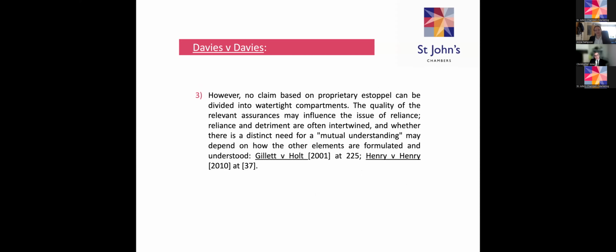Now, no claim based on proprietary estoppel, the court said, can be divided into watertight compartments. So the quality of the relevant assurances might influence the issue of reliance. Reliance and detriment are often connected, and whether there's a distinct need for mutual understanding may depend on how all the other elements are formulated and understood. So really, rather than it being a checkbox exercise, the court needs to stand back and look at the whole landscape of the evidence in the case to decide whether or not a proprietary estoppel is made out.